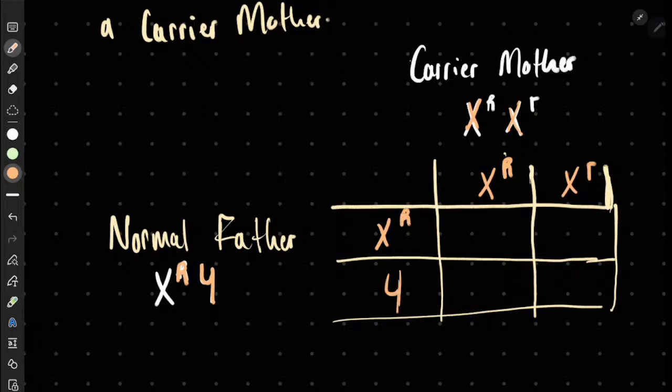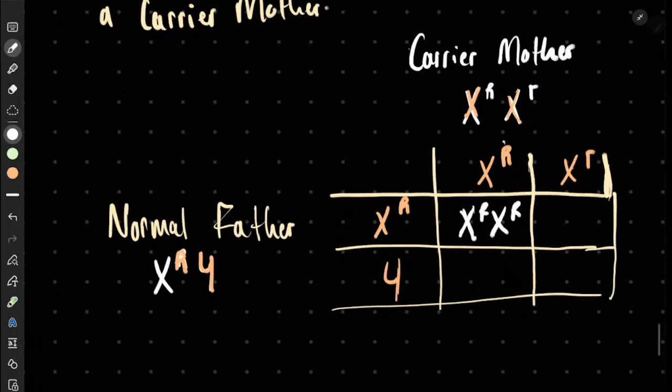So let's see what we get here. We cross, we're going to get XR, XR. What is this class? What gender is this person? XR, XR. What gender is this person? With two X chromosomes, it's a woman. It's female. And is she colorblind? No, she's normal.